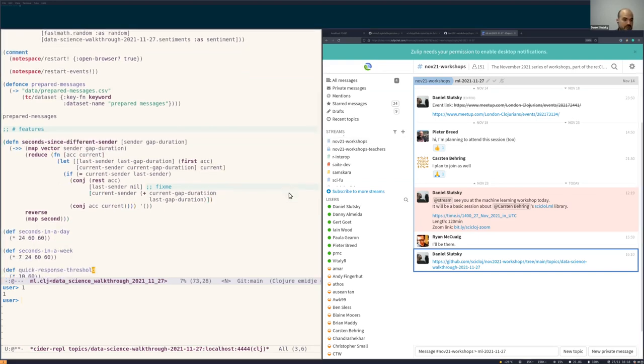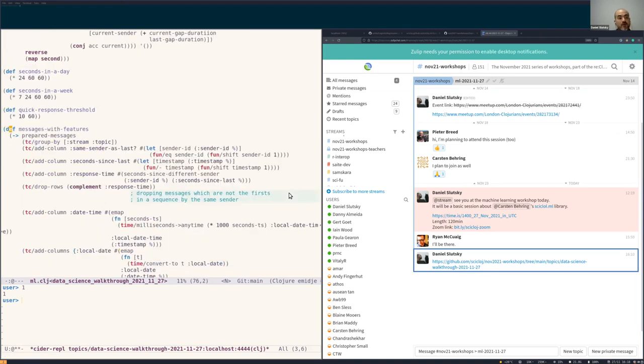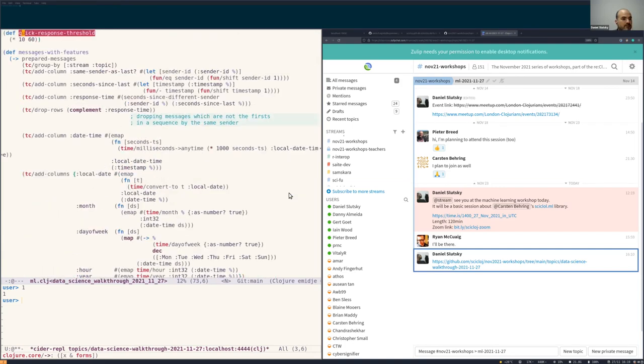And then it is very typical that we take our data set and we add many columns. This addition of columns to the data is sometimes called feature engineering. It is the idea that we are adding more ways to look into our cases. And we call these features, columns that we're adding. They allow us more ways to think about or to describe the cases, which are the rows. So for example, let us take some example here. There is an additional column added called response time, which is computed using this second since different sender function we saw above, right?